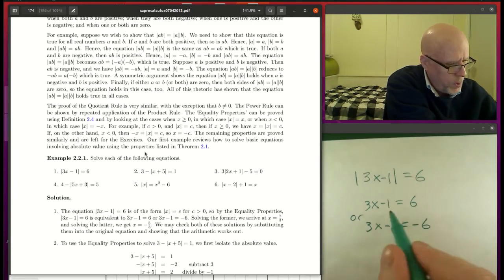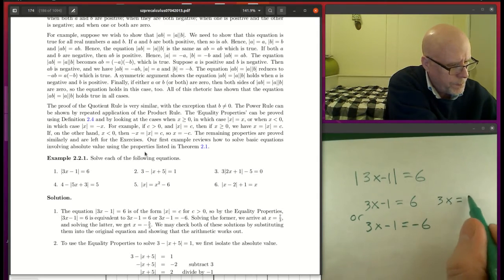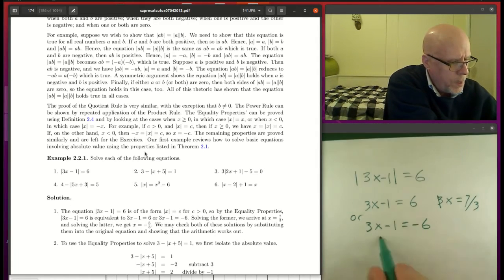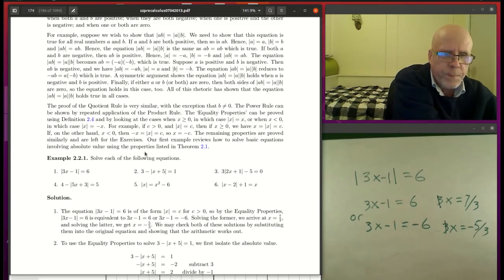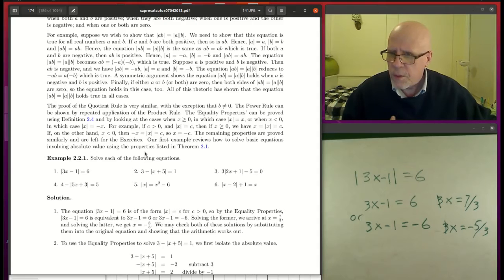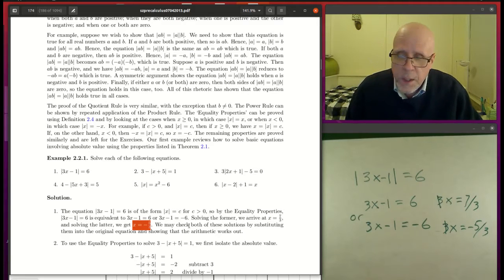If you add 1 to both sides, you get 3x equals 7. And then just dividing by 3, x is 7/3. If you add 1 to both sides on the other one, you get 3x equals minus 5, and then dividing by 3 is minus 5/3. You can see in the book they got the same solutions I just said, 7/3 and minus 5/3. I want us to see that graphically as well.